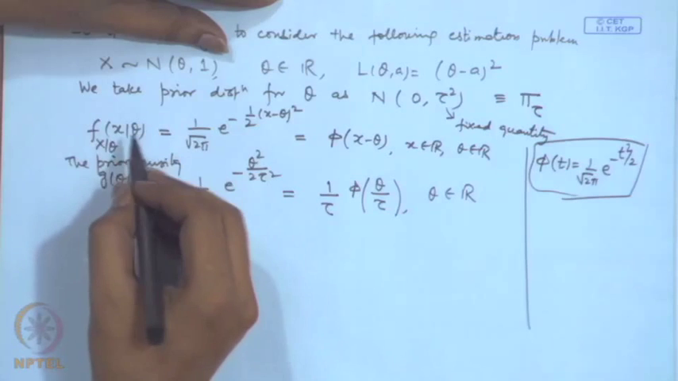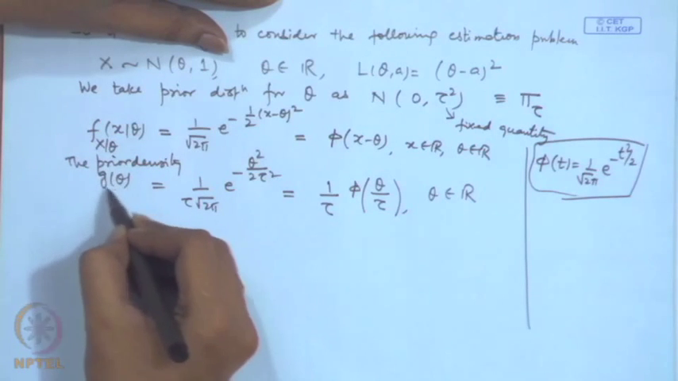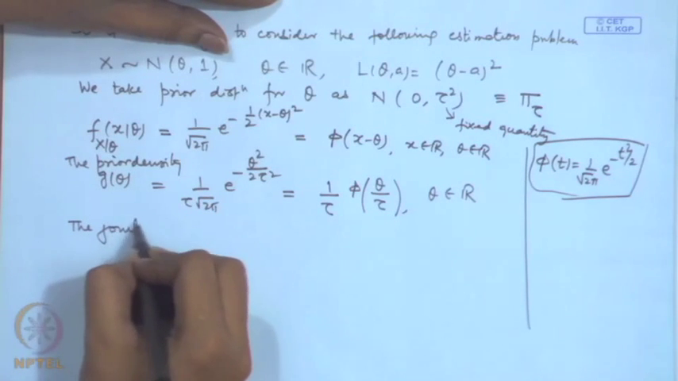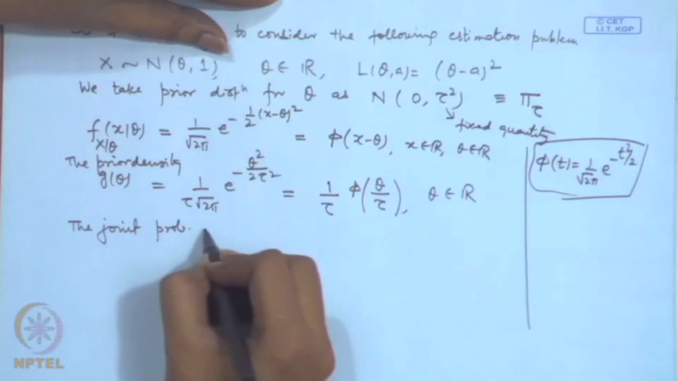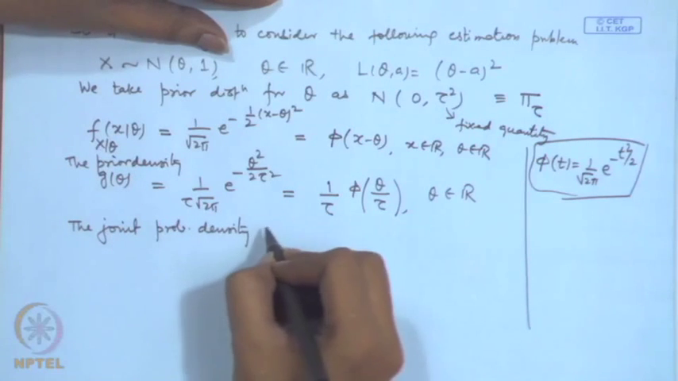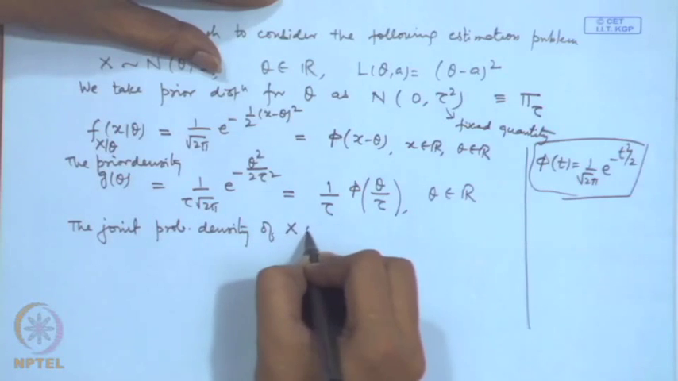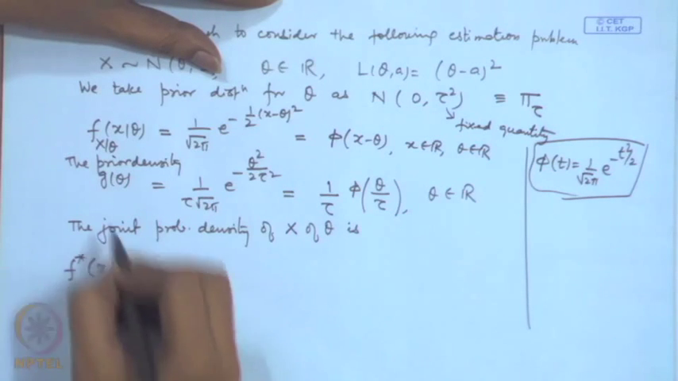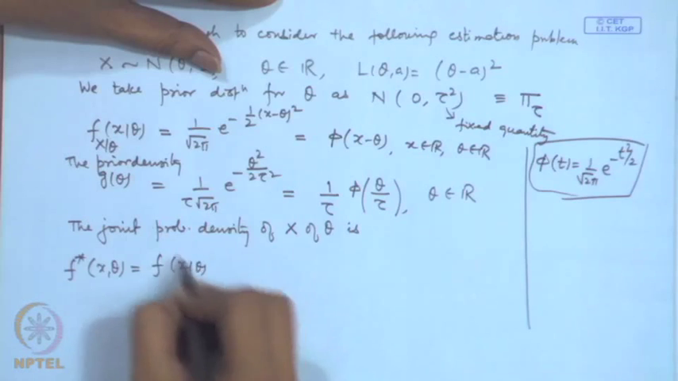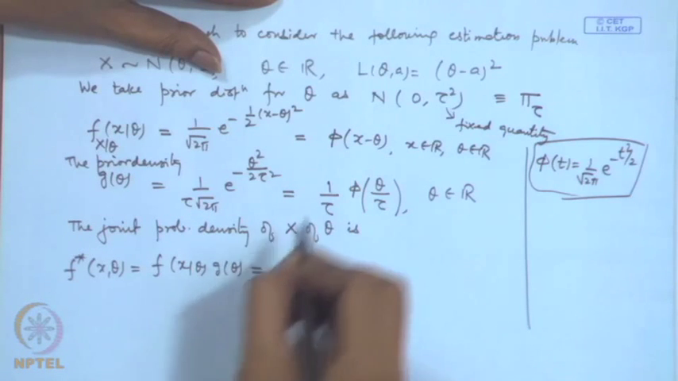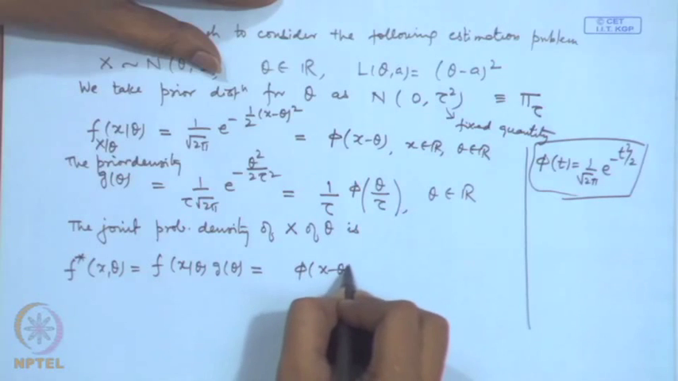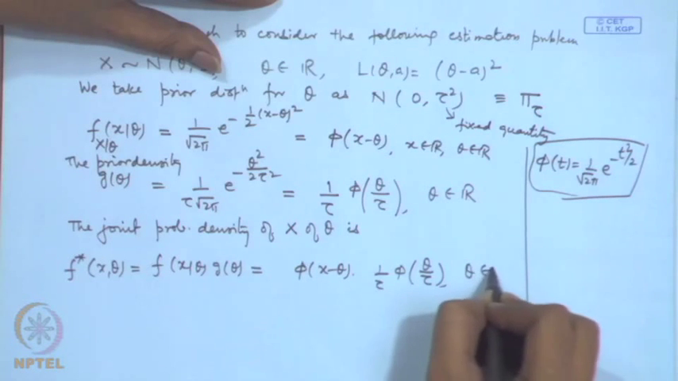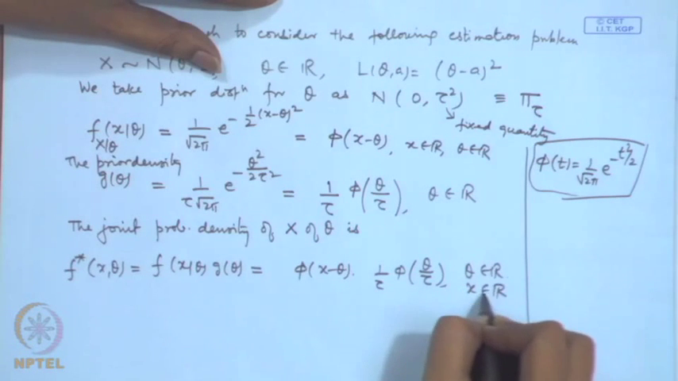Now, this is the conditional distribution of x given theta, and this is the prior distribution, or the marginal distribution, of theta. So, we write down the joint probability. Both are continuous and therefore, this is a density we can talk about. The joint probability density of x and theta is f star (x, theta), that is the product of the conditional distribution into the marginal distribution. So, that is equal to phi of (x minus theta) times 1 by tau phi of theta by tau. Here theta and x both are on the real line.